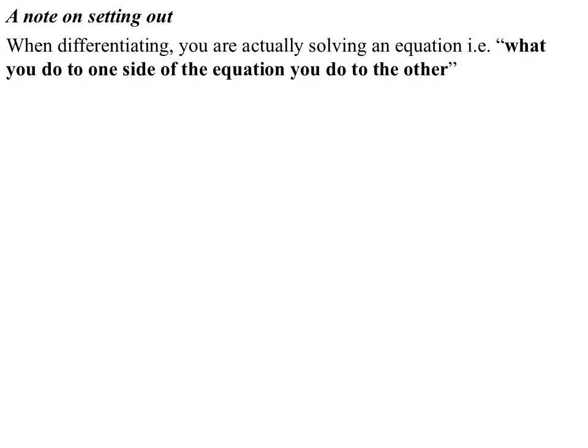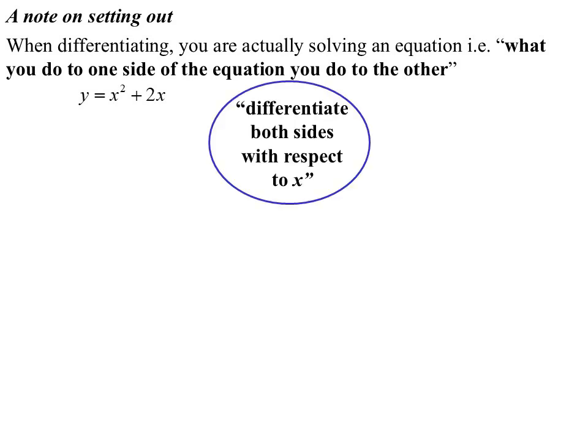Just a note about setting out. What are we actually doing when we're finding a derivative? It's still working on an equation, and that idea of what we do to one side, we do to the other, we're actually doing that. If I have y equals x squared plus 2x, we don't normally write this down, but what we're actually doing is this. We're differentiating both sides of this equation with respect to x. So actually, this is what I've got. I'm going to differentiate y with respect to x, and on the right hand side, I'm going to differentiate x squared plus 2x with respect to x.